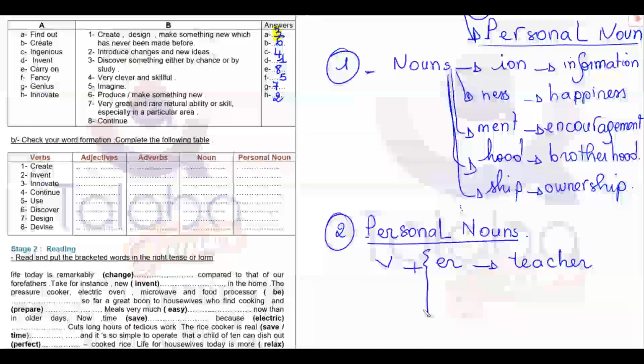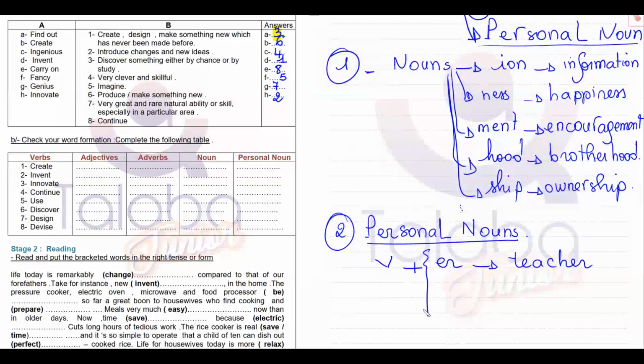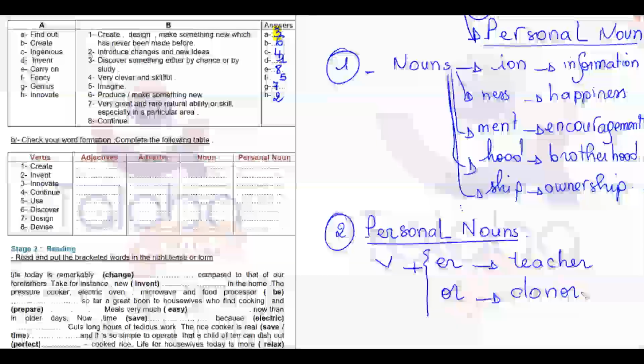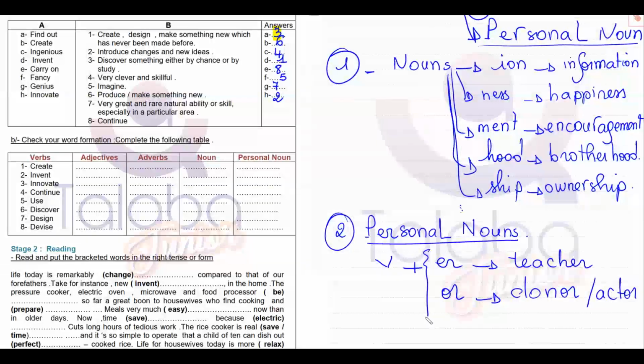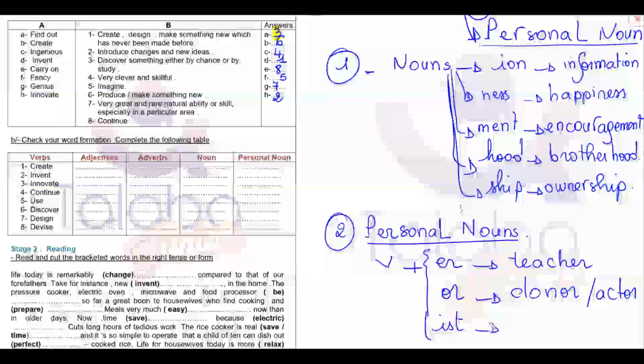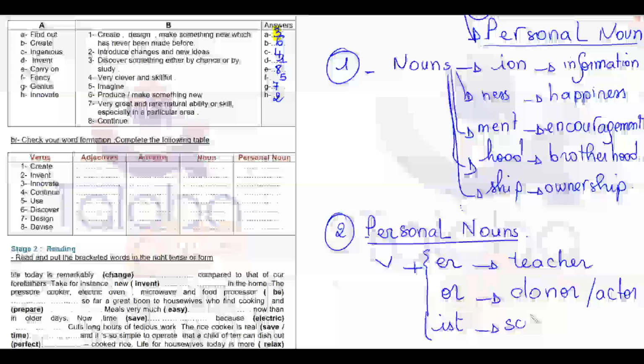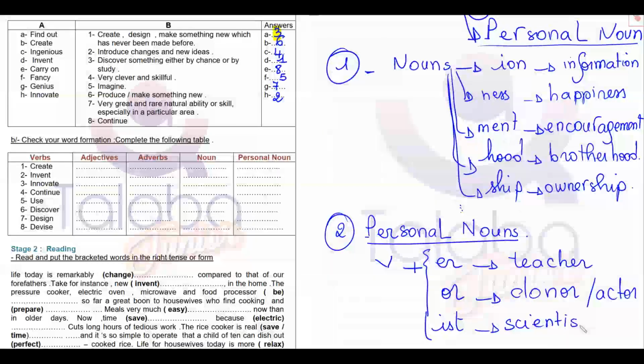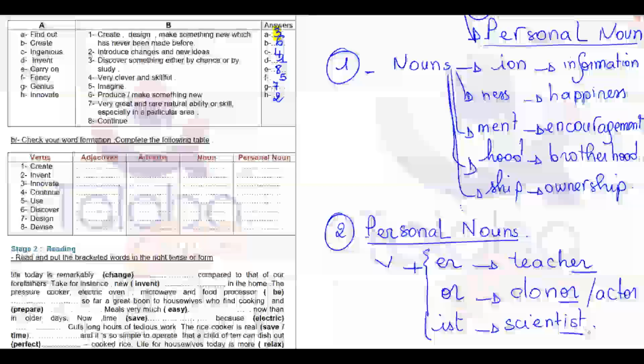Okay, you can have verb plus er. Sometimes it's ending in or, like, for example, donor, like actor. Or sometimes we can add the suffix ist, like psychologist, dentist, scientist, related to the theme of science. So it's scientist. So we get the noun of the person by adding er, or, ist.